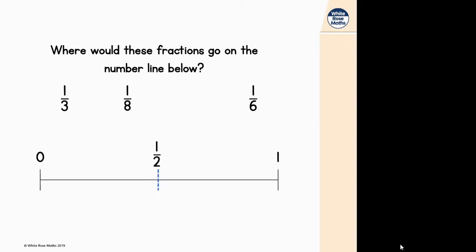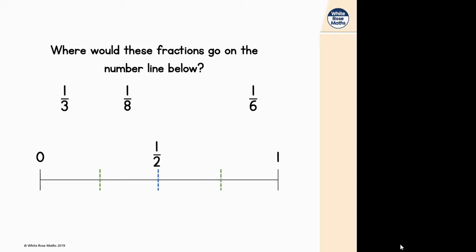Well, if we think about 2 equal pieces, and we divided each of those 2 equal pieces in half, what would we end up with? That's right. We'd end up with quarters, 4 equal pieces. The only problem is we don't have any fractions with a denominator of 4. But we do have one with a denominator of 8.